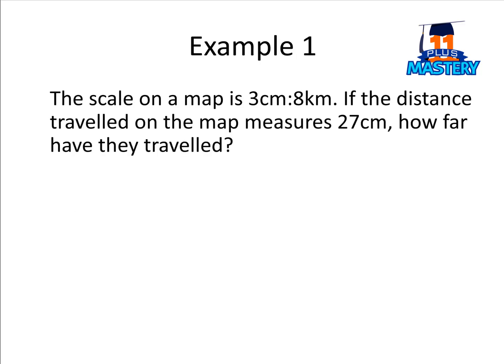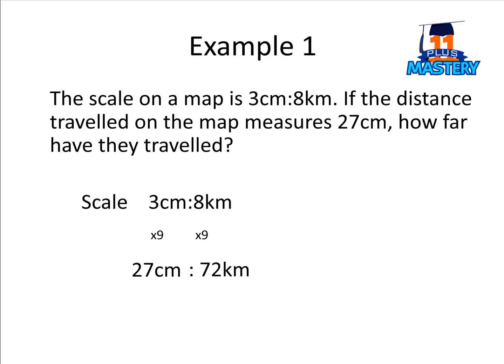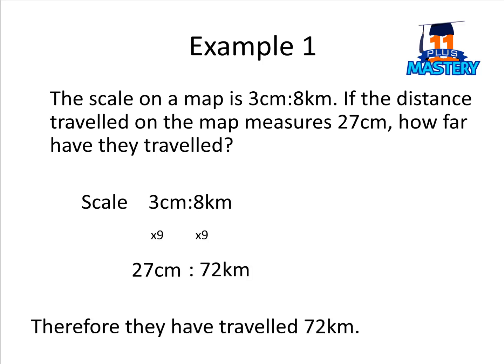Example 1. The scale on a map is 3 centimetres to 8 kilometres. If the distance travelled on the map measures 27 centimetres, how far have they travelled? Well, my scale is 3 centimetres to 8 kilometres. The distance on the map is 27 centimetres. To go from 3 to 27, I multiply by 9. If I multiply one side by 9, to the other side I do exactly the same. So I'm multiplying both sides by 9. 8 times 9 is 72, so they have travelled 72 kilometres.